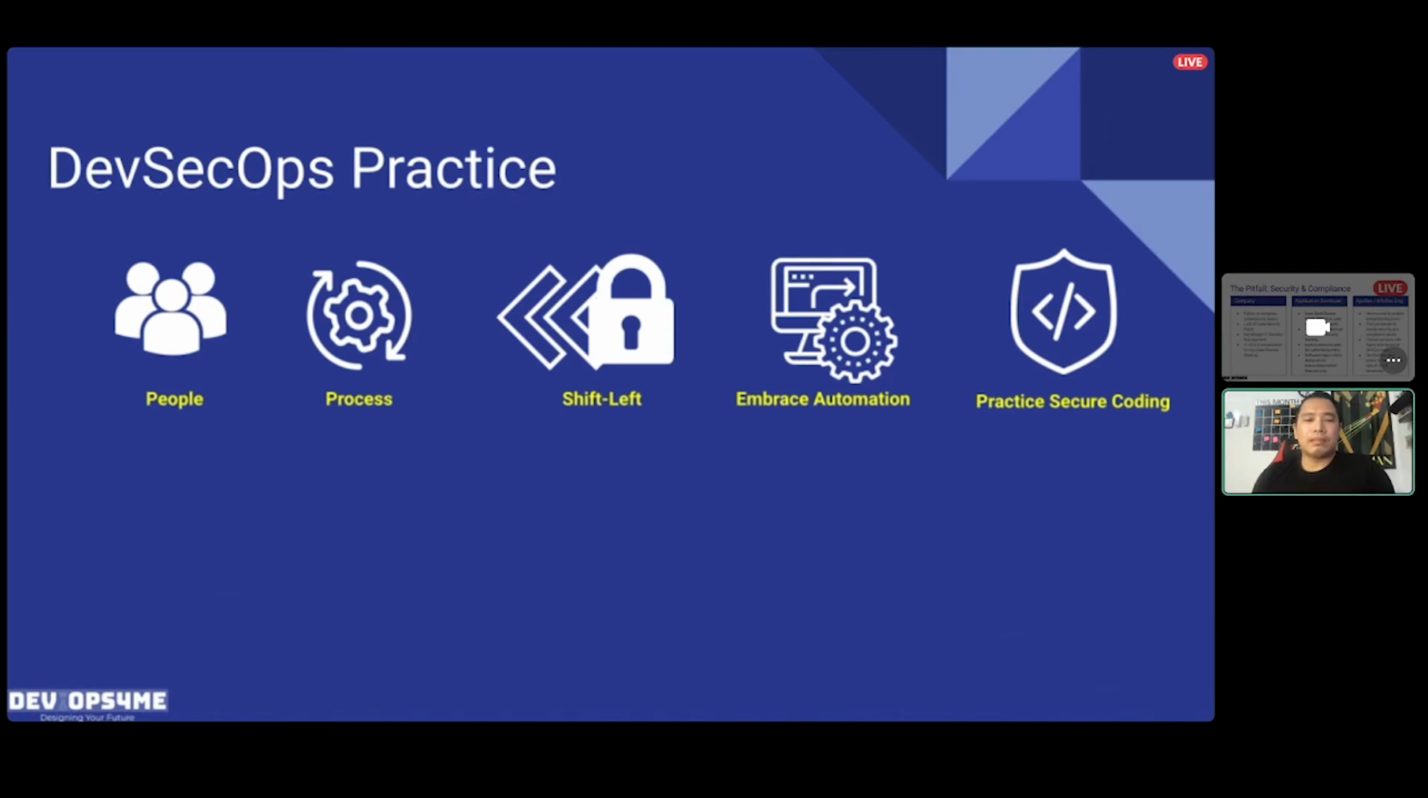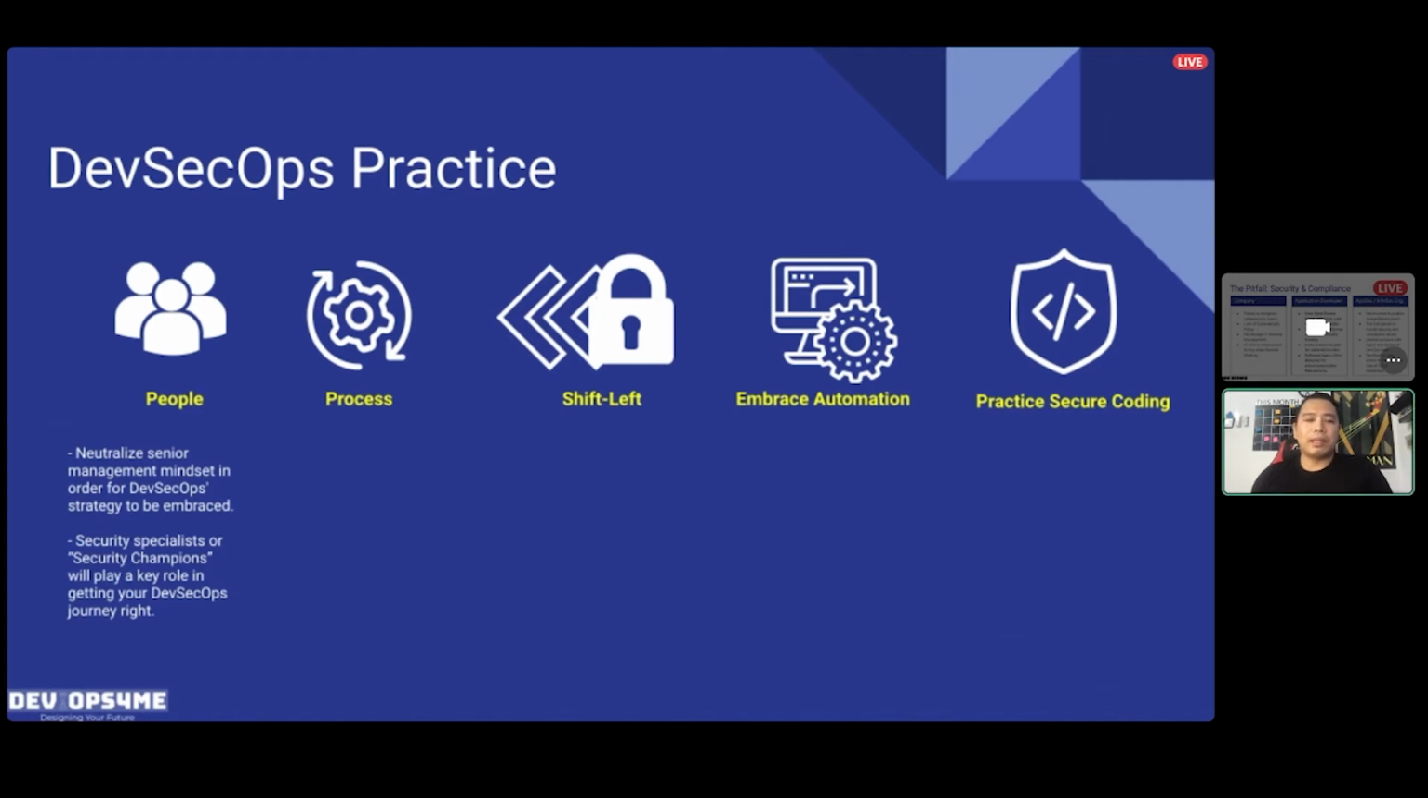Now there are five practice areas in DevSecOps that you can practice. The first practice is people. To start your DevSecOps journey, you have to convince your senior management, or create a security champion or personnel who plays a vital role in making everyone streamlined with the shared goal and on the security path.